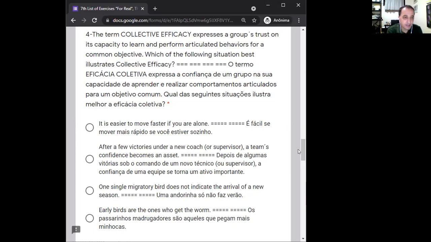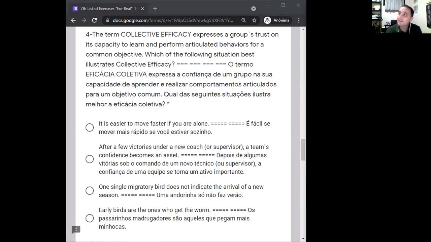So the first one says, it is easier to move faster if you are alone. Well, this is actually true, but this is not about collective efficacy, right? This is about one person making his or her own decisions. There is a phrase in Portuguese I like a lot. It goes like this. Se você quer ir rápido, vá sozinho. Se você quer ir longe, vá junto.